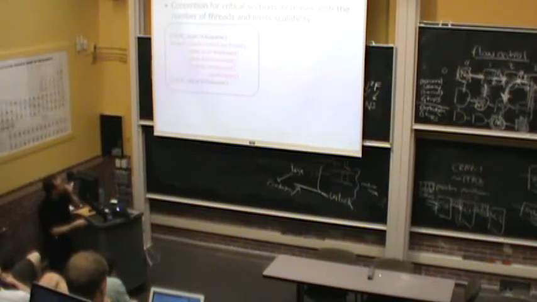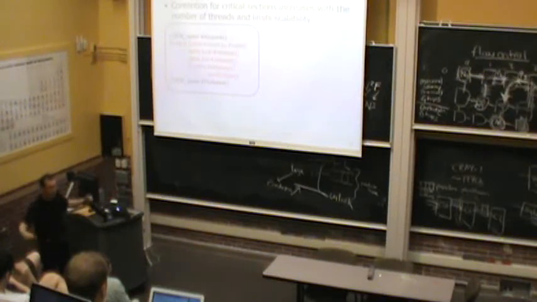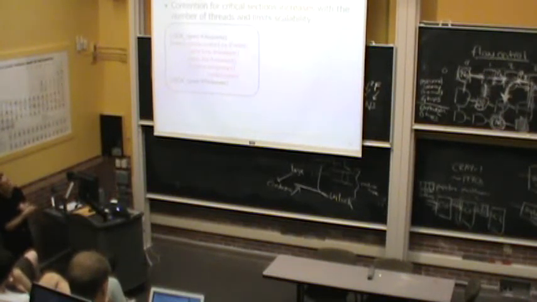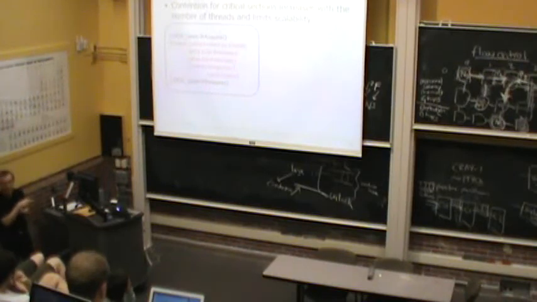So what is the downside of these critical sections, if you will? As you add more cores and more threads, the contention for these critical sections actually increases. Right? So this is actually an example from a database application, MySQL.